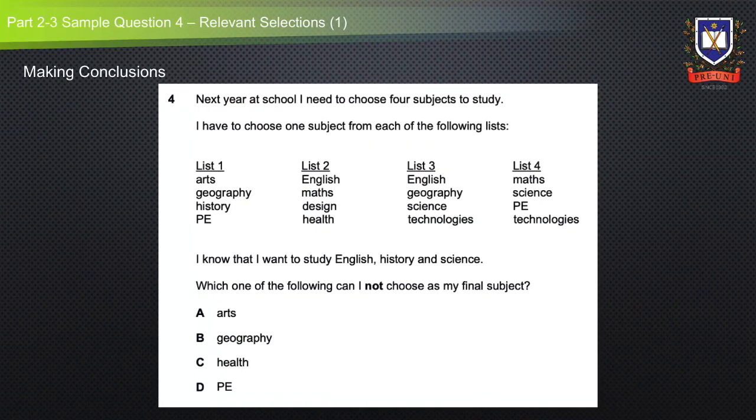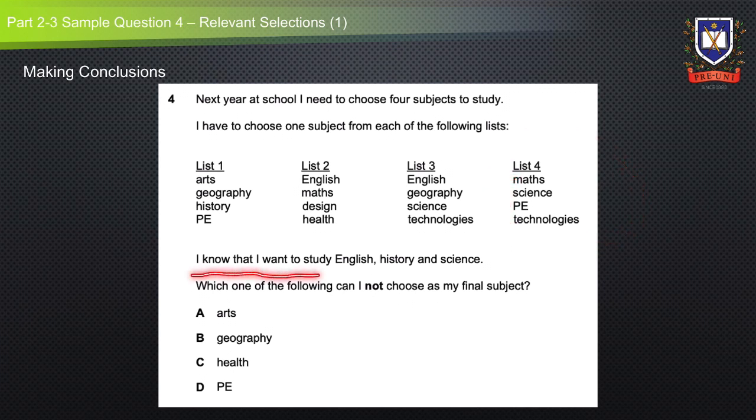Now let's look at this example of making conclusion questions from the OC Sample Thinking Skills exam. Next year at school, I need to choose 4 subjects to study. I have to choose one from each of the following lists. List 1 contains arts, geography, history, and PE. List 2 contains English, maths, design, and health. List 3 contains English, geography, science, and technologies. And list 4 contains maths, science, PE, and technologies as well.